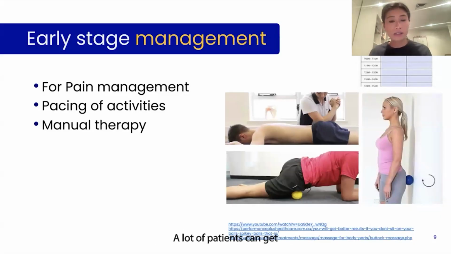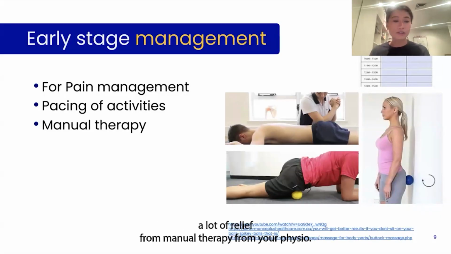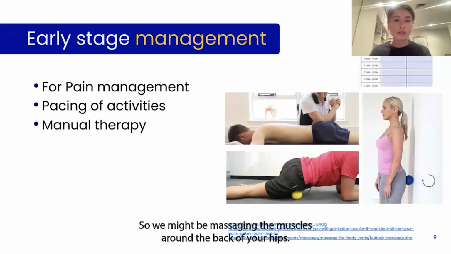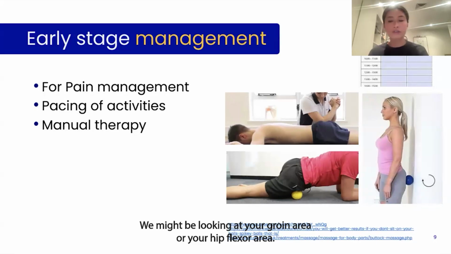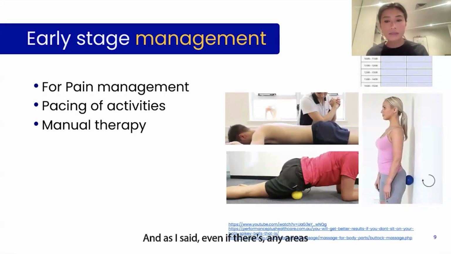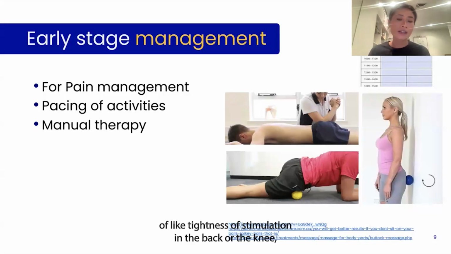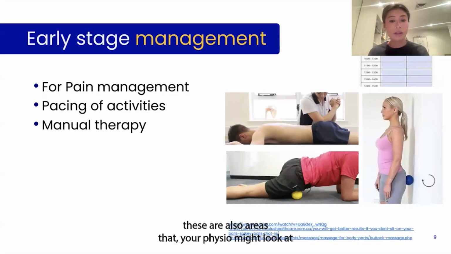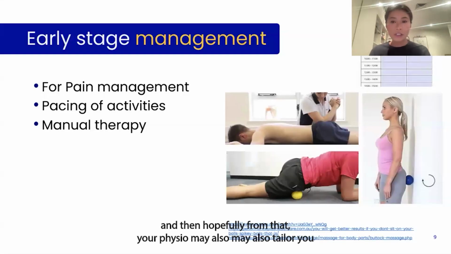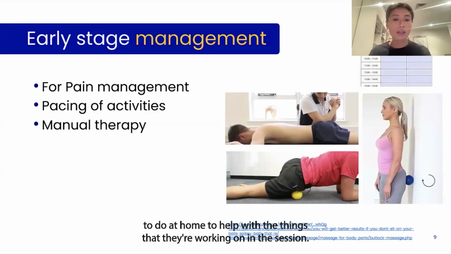A lot of patients can get a lot of relief from manual therapy from your physio. So we might be massaging the muscles around the back of your hip. We might be looking at your groin area or your hip flexor area. And as I said, even if there's any areas of tightness or stiffness in the back or the knee, these are also areas that your physio might look at. And then hopefully from that, your physio may also tailor you some activities to do at home to help with the things that they're working on in the session.